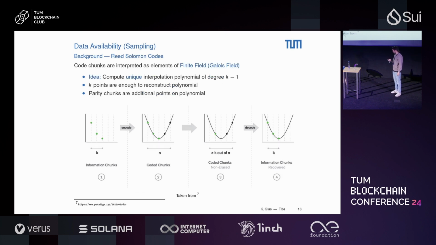And a specific instantiation of such an erasure coding scheme are Reed-Solomon codes. The idea in Reed-Solomon codes is that we interpret our chunks as points on a polynomial, or basically we first interpret them as elements of a finite field and then as points on a polynomial, and then we interpolate a polynomial through those points. If we have a polynomial of degree k minus 1, then k points are enough to reconstruct the entire thing. So the parity data we get here are simply additional evaluations of the polynomial. This gives us a fairly elegant erasure coding scheme.